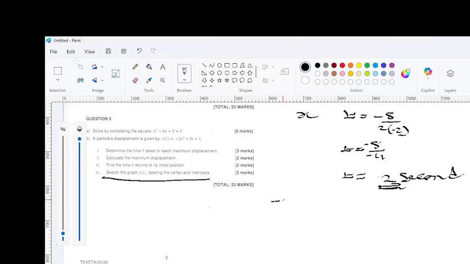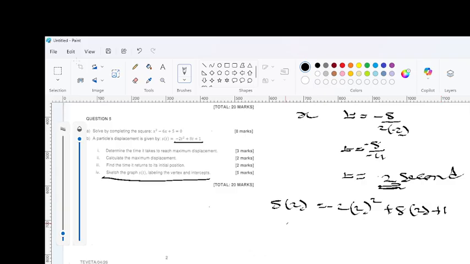This is our equation. So where there is x in this equation, keep on substituting with 2, because 2 seconds is the time it takes to reach the maximum displacement. So s of 2 equals -2 times 2 squared plus 8 times 2, plus 1.